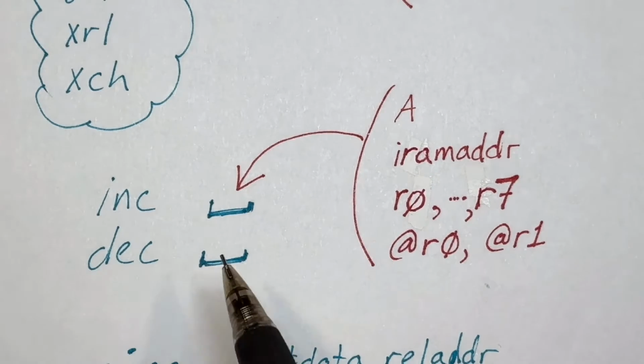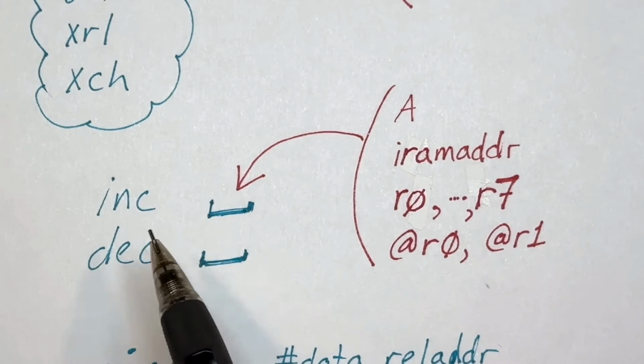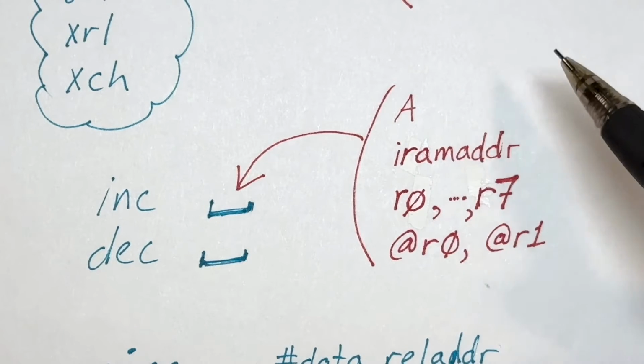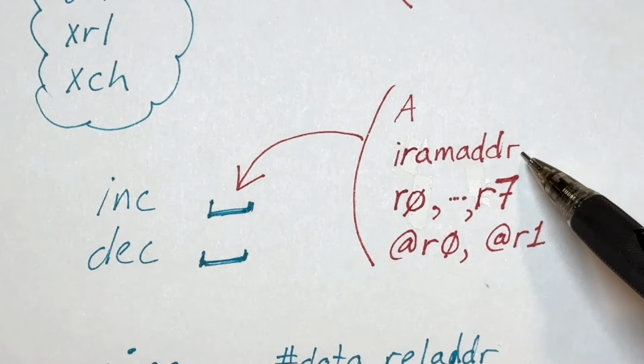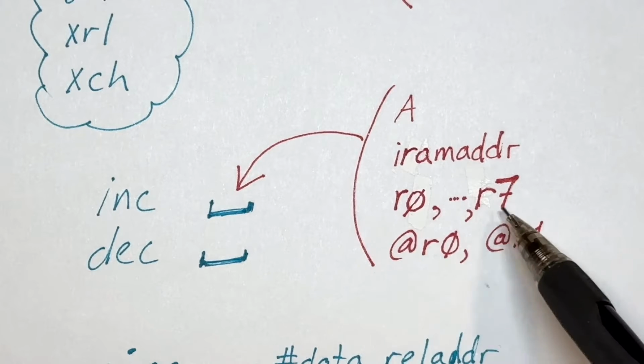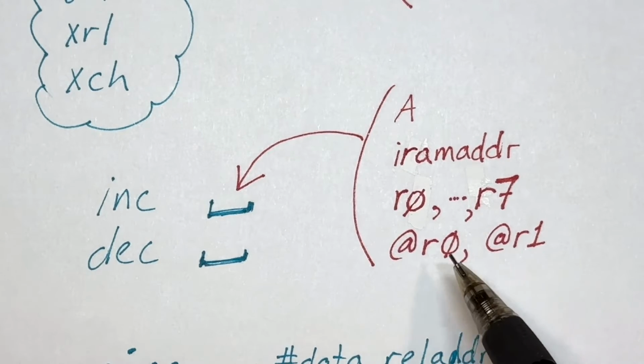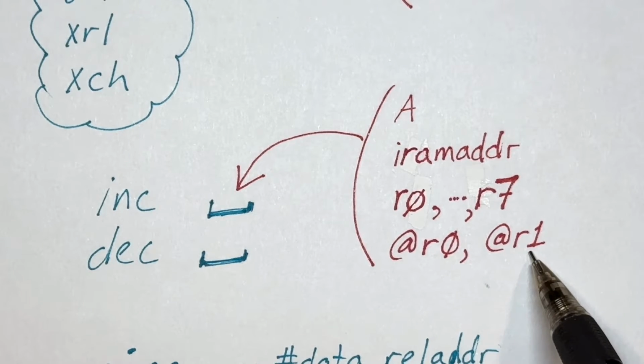To get a feel for the instruction set as a whole, let's start by looking at the increment instruction in particular. We can increment either the accumulator, or we can increment a byte in memory, or one of the 8 registers, or we can use indirect addressing to access the second half of the upper RAM.